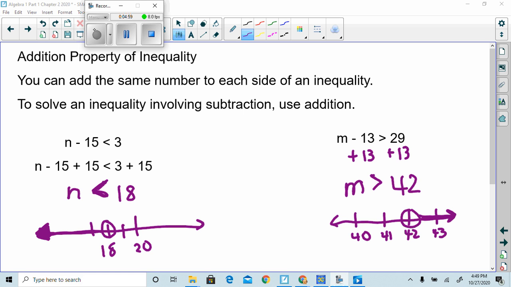We've now had a chance to practice our addition and subtraction of inequalities. We're going to move on to multiplication and division of one-step inequalities next session. So until then, here are some problems for you to practice.